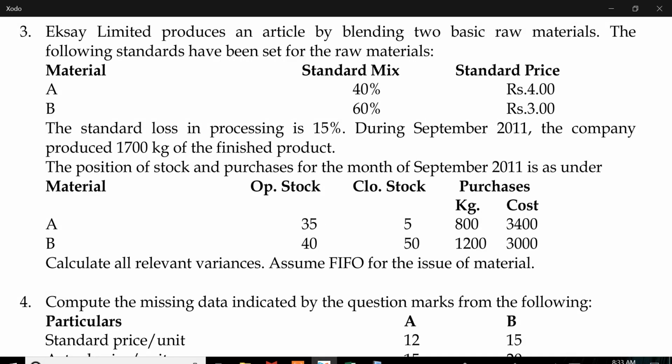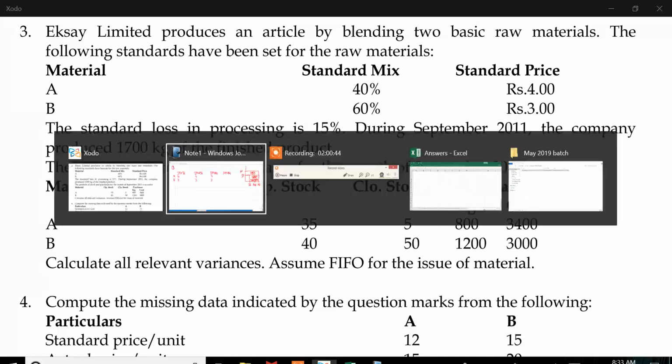Actual quantity refers to actual quantity consumed, which is opening stock plus purchases minus closing stock. That is your actual quantity. If opening stock and closing stock were not given, I would have taken 800 and 1200 as it is, because that is what is purchased and the same is consumed. So AQ is opening stock plus purchases minus closing stock. Can you tell me what it is for A and for B?